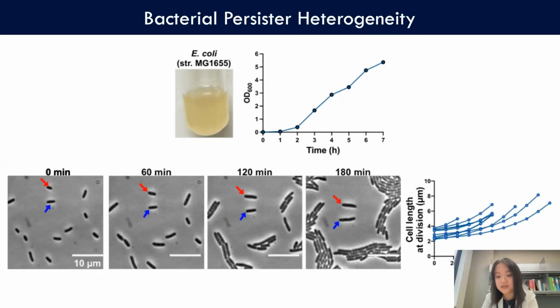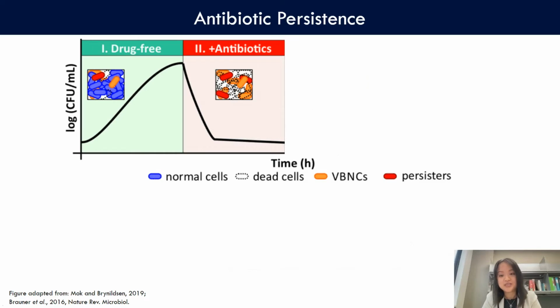If we were to track the growth of individual cells in the population, looking at how long it takes them to first divide and the length of the cells when they first divide, we see that there is a lot of heterogeneity in the population. And it is thought that phenotypic heterogeneity in the population, whether it is differences in how bacteria grow, their metabolism, and gene expression, has been linked to their ability to tolerate antibiotics. And so in my lab, we're especially interested in the phenomenon of antibiotic persistence.